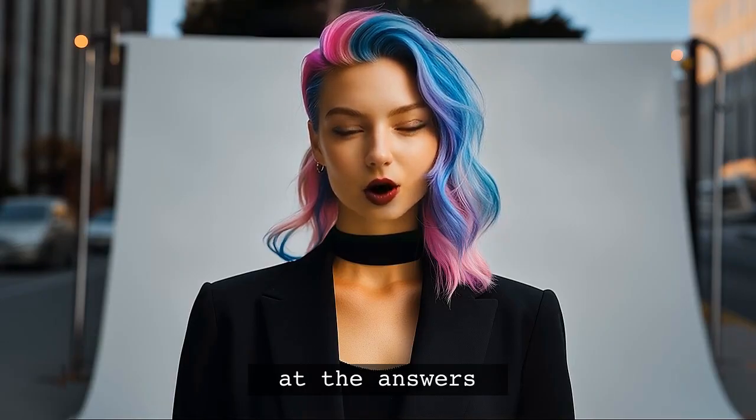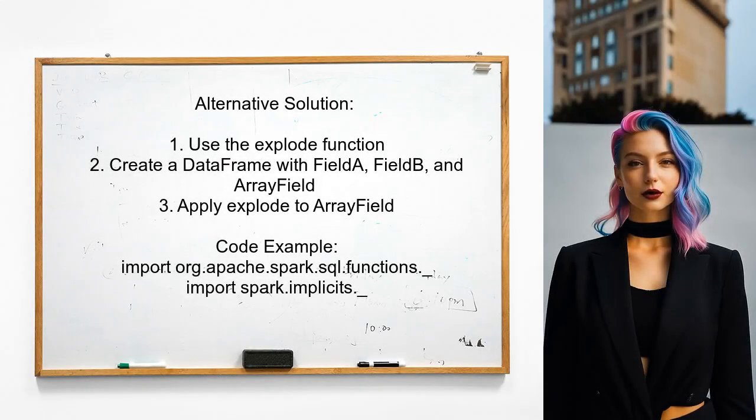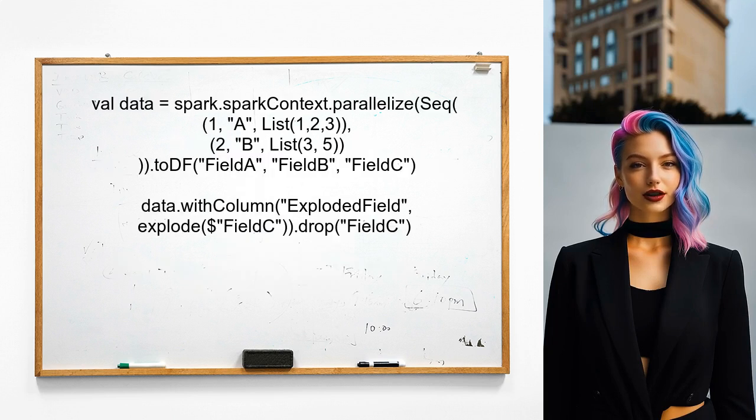Now let's look at the answers provided by other users. An alternative solution provided by a user involves using the explode function in Spark. They demonstrate this with a simple example. First, they create a data frame with the necessary fields. Then, they apply the explode function to the array field, which generates a new row for each item in the array, while keeping the other fields intact.